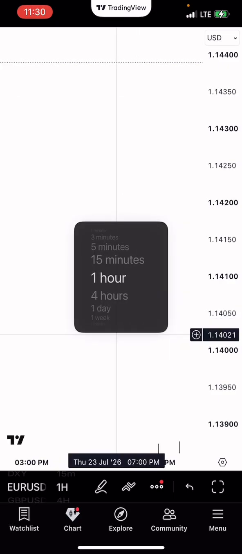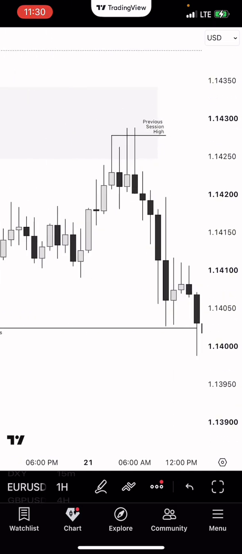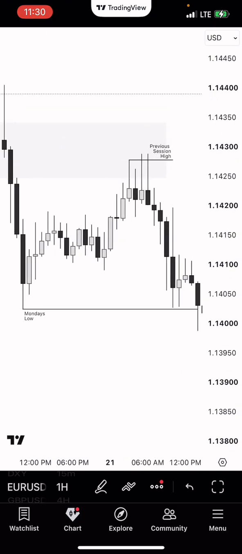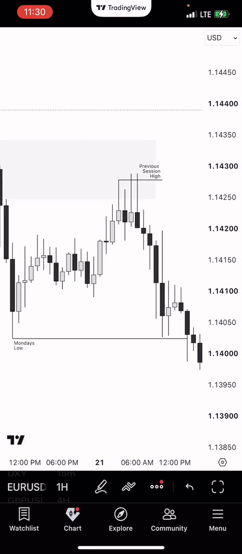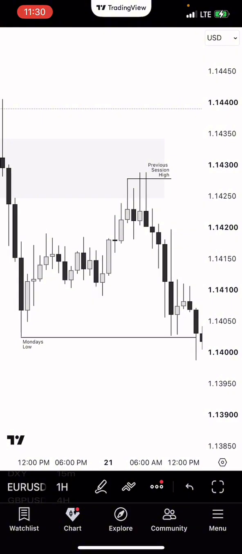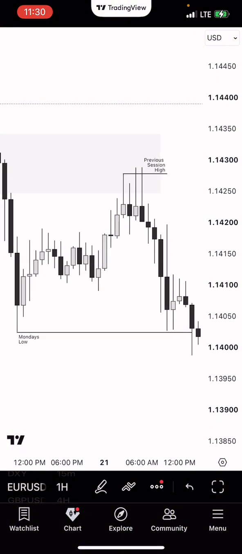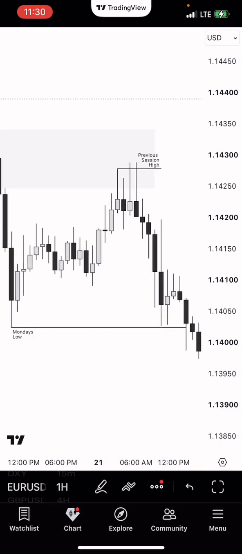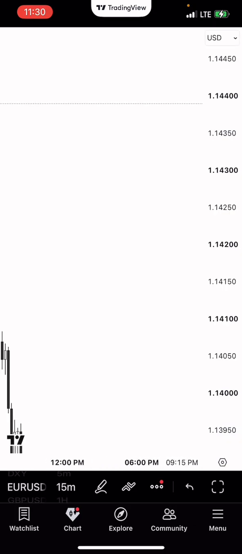So let me move to the 1-hour time frame. So look at the chart. It's very clear that we are having a bearish session on the New York session, as in to take out this previous low, that is Monday's low. So how I entered the trade is I went to the 15-minute time frame.